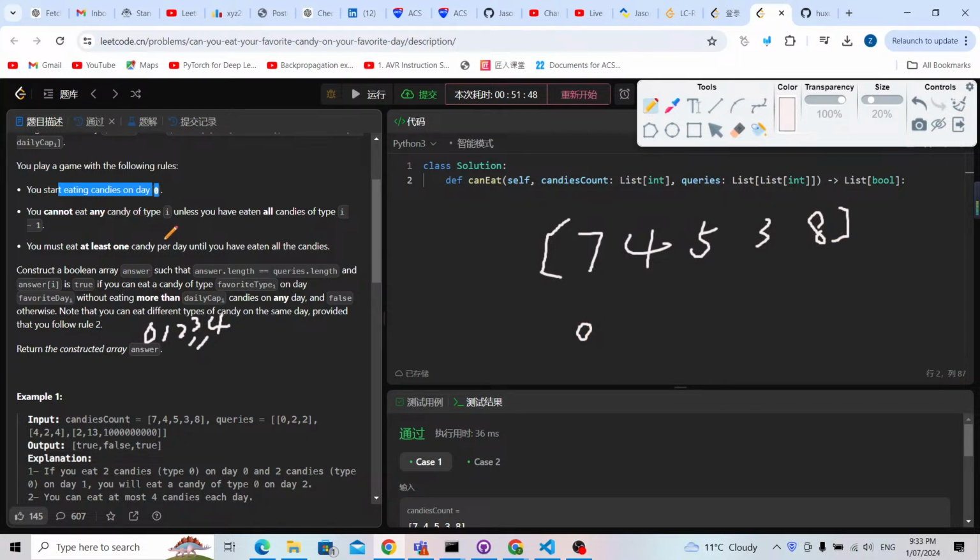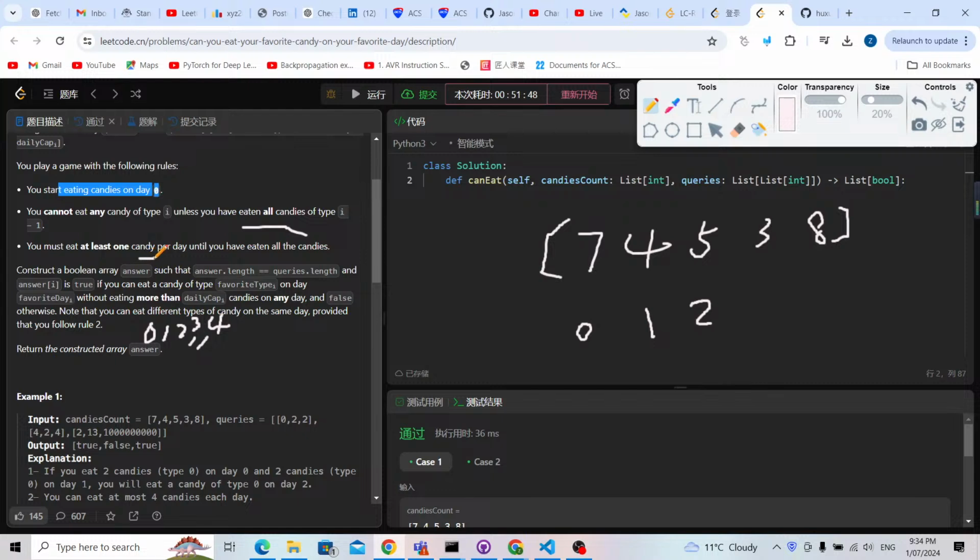And we cannot eat any candy of type i unless we have eaten all candies of type i minus 1. This means if we were to eat some candies, for example, type 1, we have to finish eating type 1 minus 1, which is 0. We have to finish eating these 7 candies of type 0 first, and then we can start to eat type 1. So for example, if we were to eat some type 2 candy, we have to finish eating candies of type 0 and 1, and then we can eat type 2. So this is the condition.